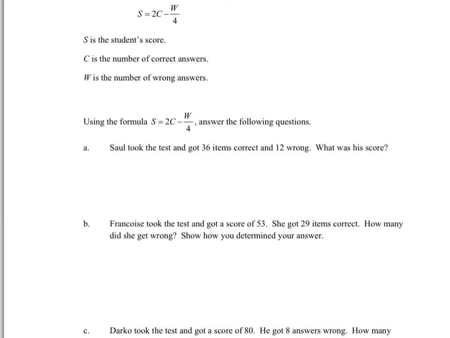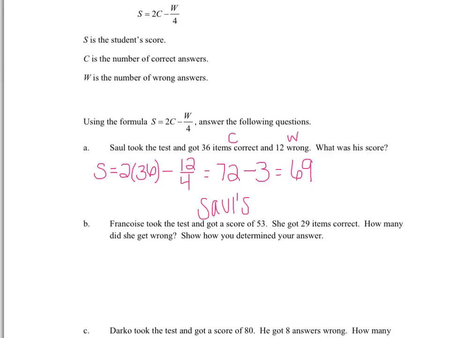So Saul took the test and got 36 items correct, so that's our C, and 12 wrong, that's our W. What was his score? So S equals 2 times 36 minus 12, divided by 4. All I did was plug in 36 for C and substitute in 12 for W. Well, 2 times 36 is 72, and 12 divided by 4 is 3, and 72 minus 3 is 69. So Saul's score was 69.